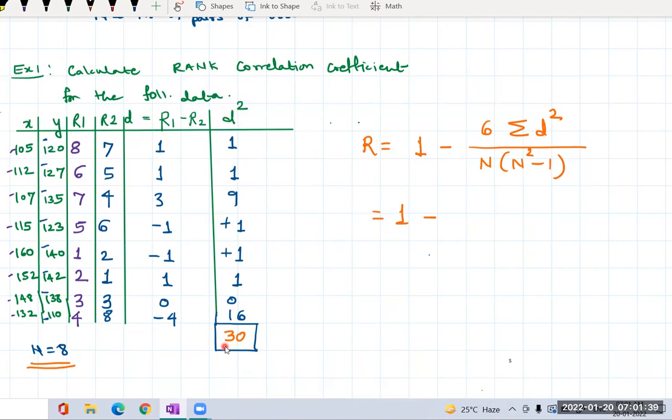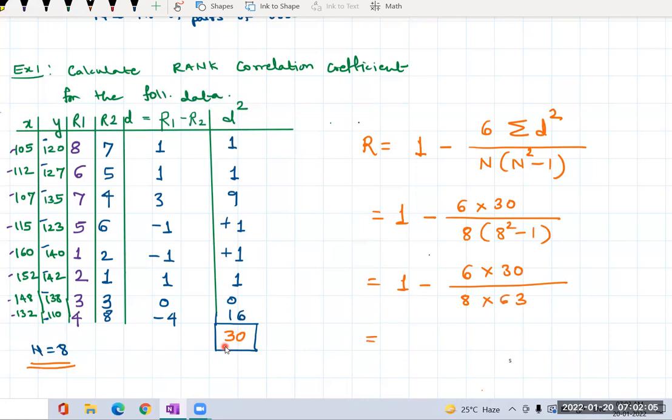1 minus 6 times 30 divided by 8 into, I'm doing the substitution, 8 square minus 1, which is 1 minus 6 into 30 upon 8 into 8 square is 64. 64 minus 1 is 63. Now I will do the simplification over here.